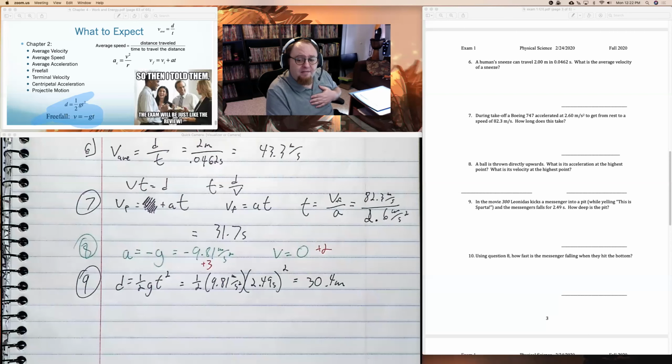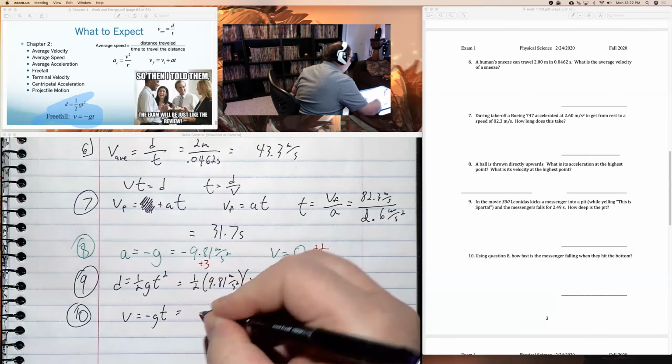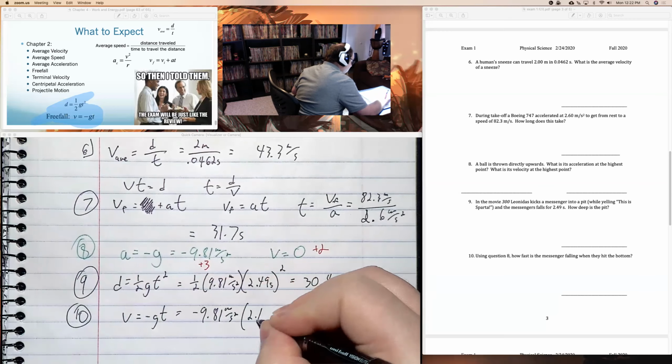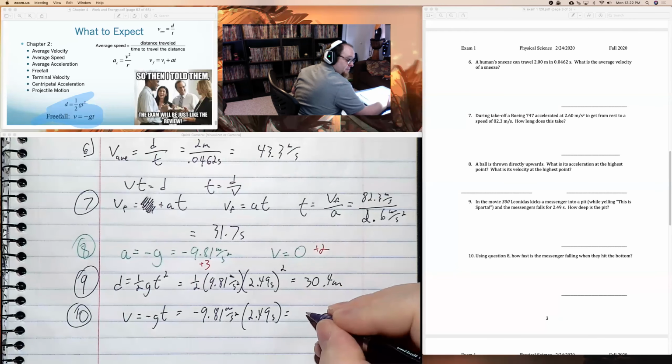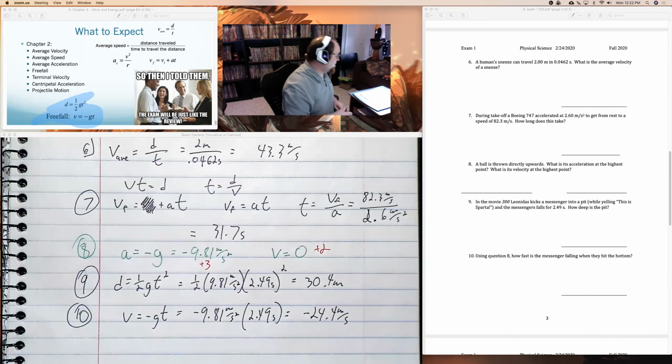So problem 10 says, using question 8, how fast is the messenger falling when they hit the bottom? In free fall, your velocity is negative gt. So it's negative g times t, with the negative sign representing downwards.